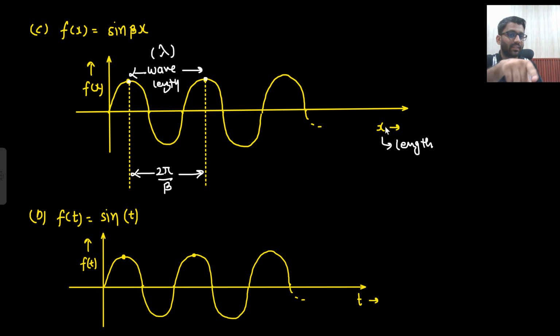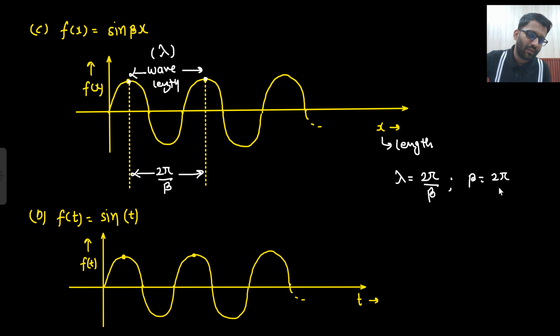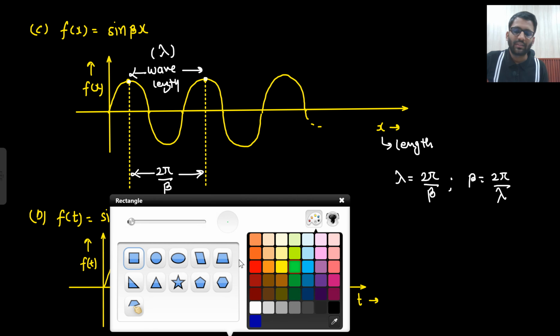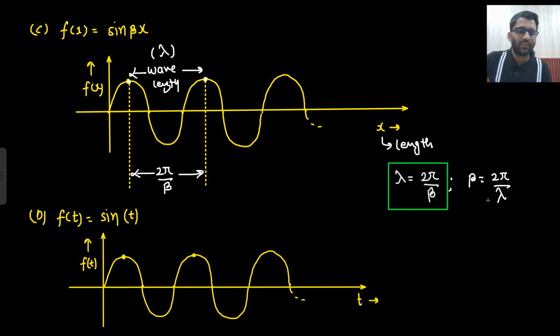Why am I calling it length? Because you are drawing with respect to x. So this wavelength is equals to 2 pi by beta. This formula you have got. Lambda is equals to 2 pi by beta, or you can say beta is equals to 2 pi by lambda. So beta is known as phase constant. What is beta known as? Phase constant. Lambda is your wavelength and beta is known as phase constant.